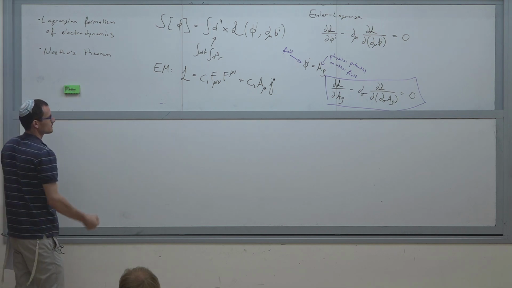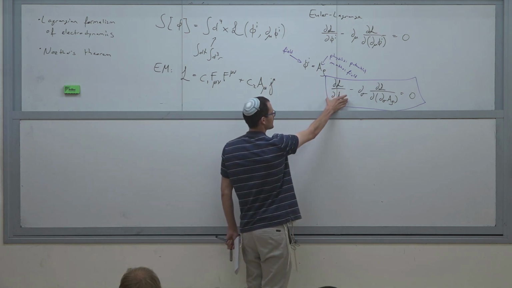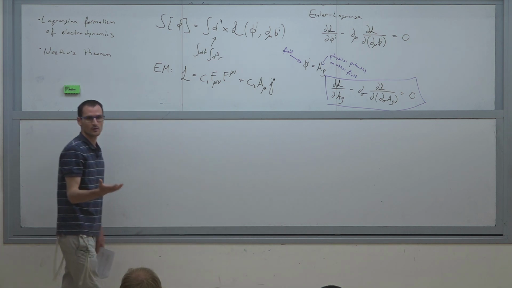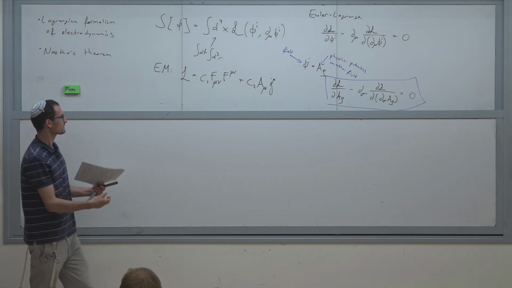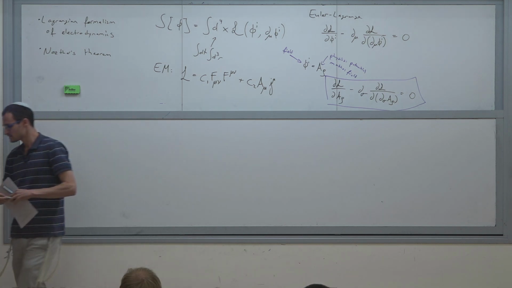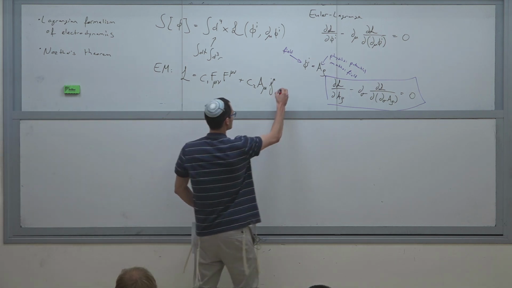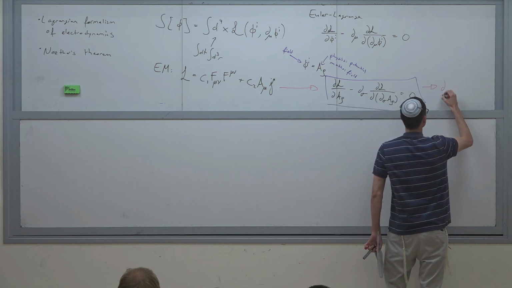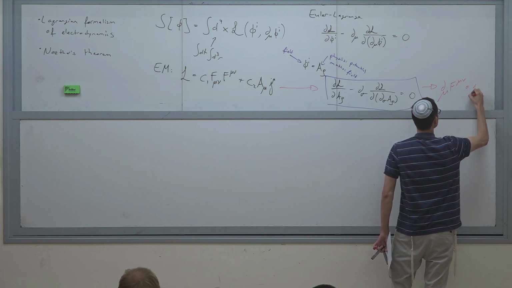So that's that. What we're going to do now is compute the first term, compute the second term, and then get the equations of motion. What are the equations of motion for electromagnetism? Maxwell's equations, right? So what we expect is that when we take the Lagrangian and stick it into here, we get Maxwell's equations. So d mu F mu nu equals j nu.